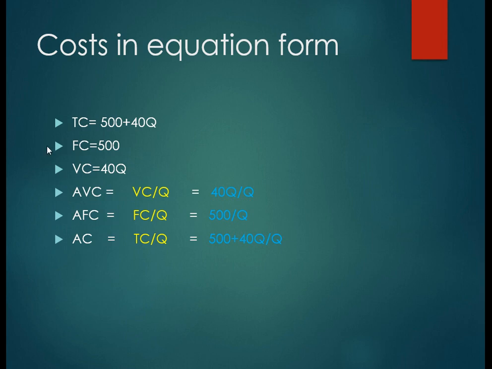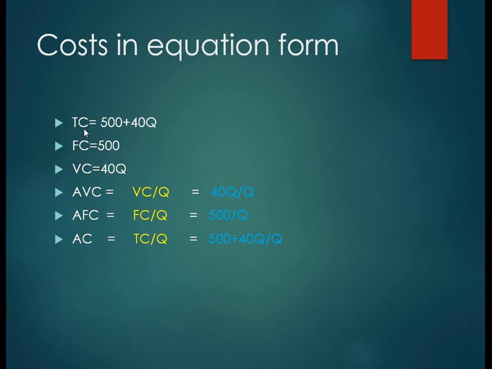As you can see, TC is showing total cost, which equals 500 plus 40Q. So now we have to find out fixed cost, variable cost, average variable cost, average fixed cost, and average cost.